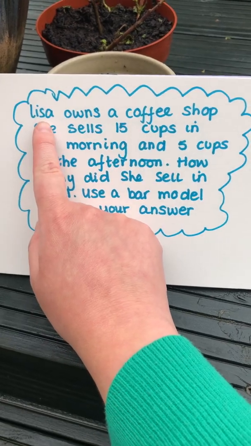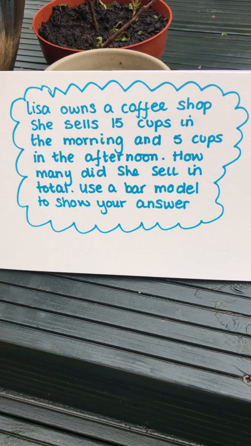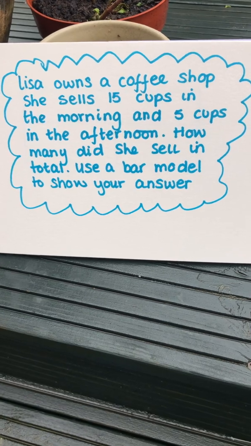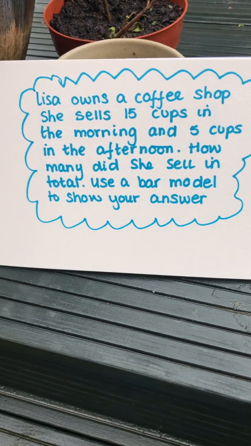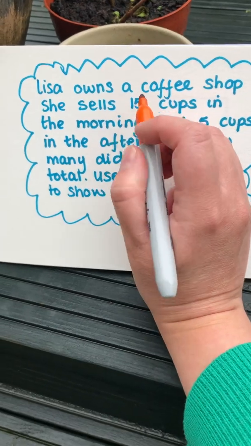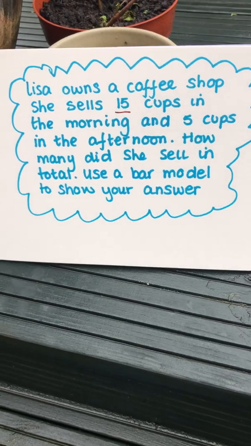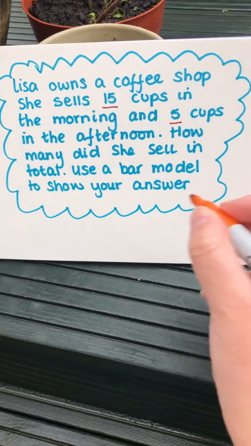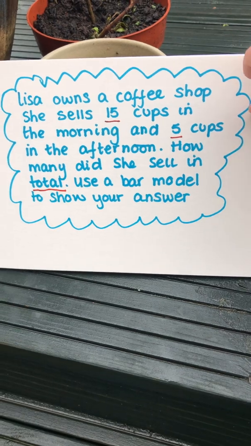So this says, Lisa owns a coffee shop. She sells 15 cups in the morning and 5 cups in the afternoon. How many does she sell in total? And it says, use a bar model to show your answer. So what you have to do for this one is, the important information is that she sells 15 in the morning and 5 in the afternoon, and we want to know how many there are in total, and we need to use a bar model to show our answer.